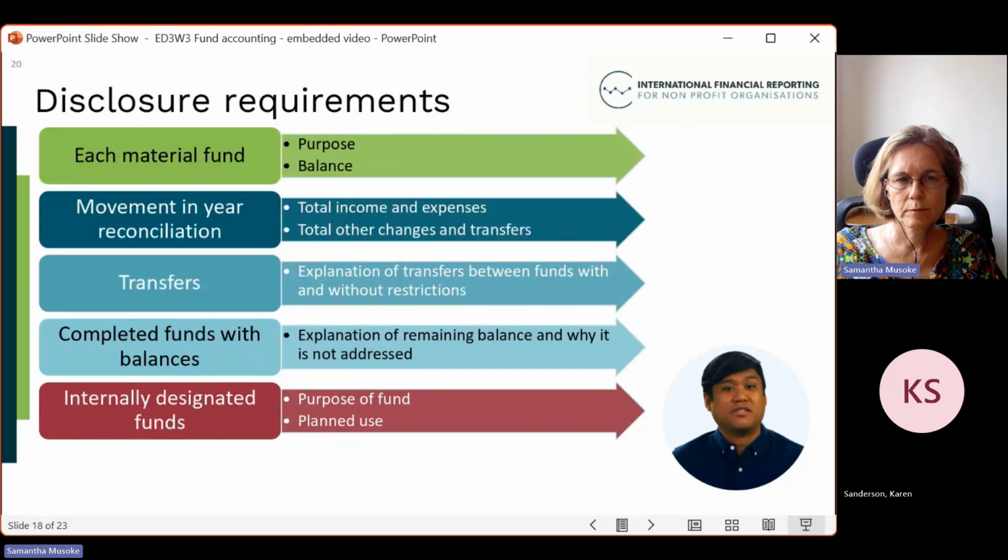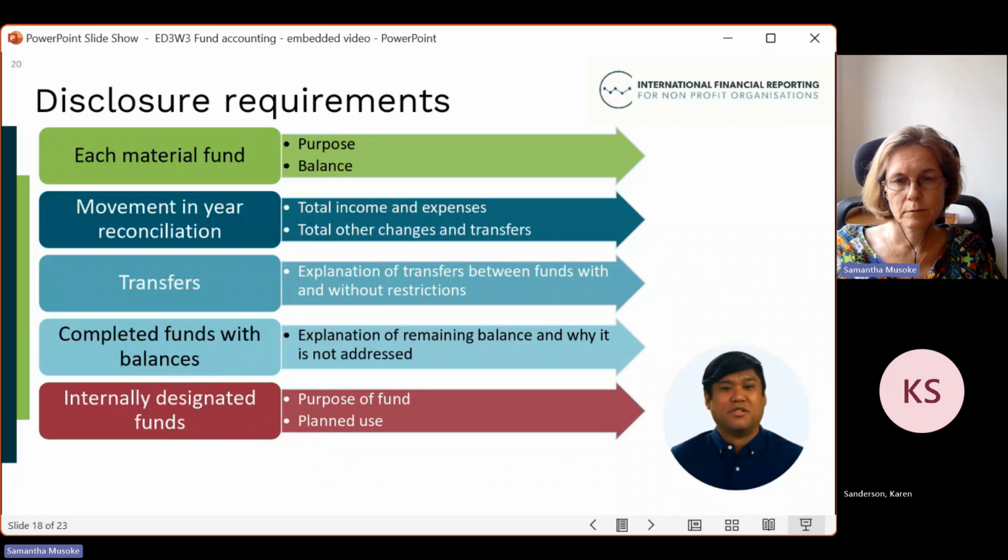Information about NPO funds has consistently been raised as a key issue, particularly distinguishing between income and balances that can be used for any missional purpose versus income and balances that have restrictions. INPAG proposes new disclosure requirements. Information is required on each material fund. This information must show the purpose of the fund and the balance at the financial reporting date. Details are also required of the movements on the fund during the year. As a minimum, the total amount of income, expense, other changes and movements between funds must be shown. This information will provide a reconciliation between the opening and closing balance for each fund.